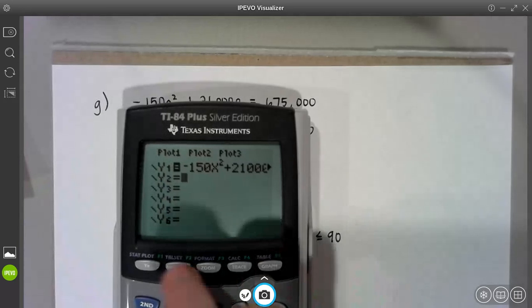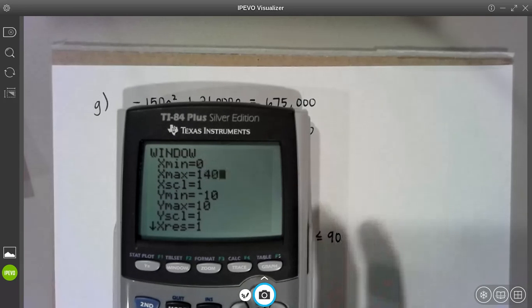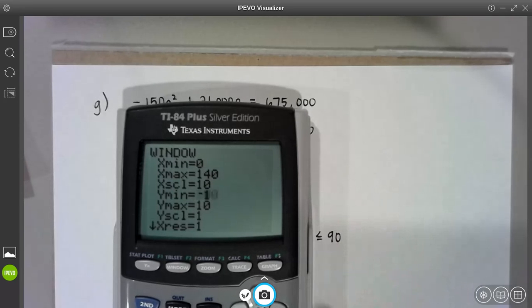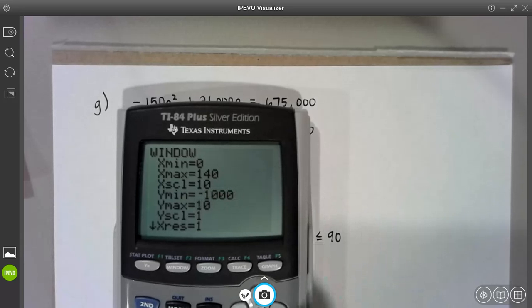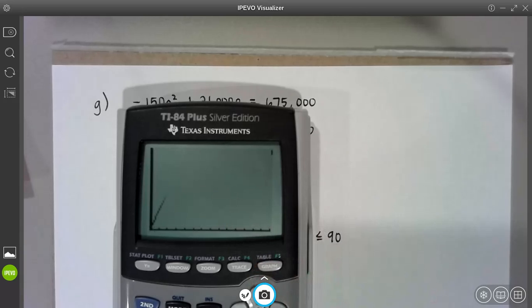So I'm just going to change my window before I even hit the graph button. I'm going to go 0 to 140. I'm going to count by tens just to make my window a little bit smaller. For the y min, they went 0, but I like to go a little bit under, so I'm going to go like negative 1,000, and then I'm going to go to 800,000, and I'm going to count by 100, maybe even change that to 1,000 depending on what the graph looks like, and I'm going to graph it.